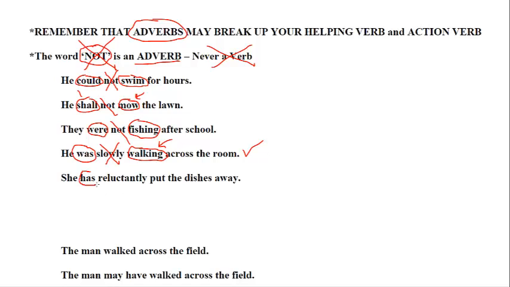She has reluctantly put the dishes away. Again, helping verb has, adverb, and the action verb put. All right? Reluctantly is an adverb breaking up your verb phrase. That will happen quite often. So you've got to pay attention to finding your verbs and not including your adverb in the verb phrase.